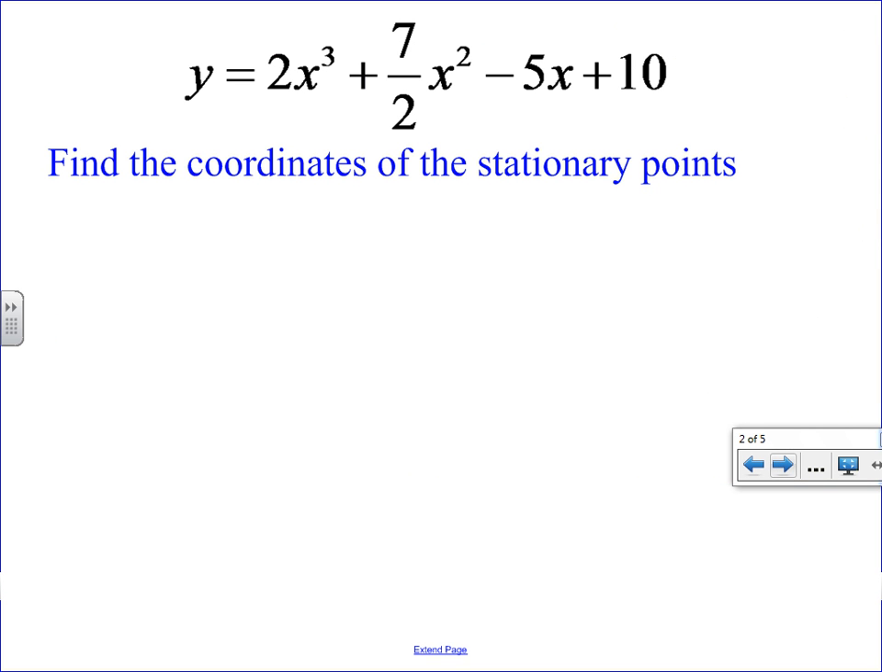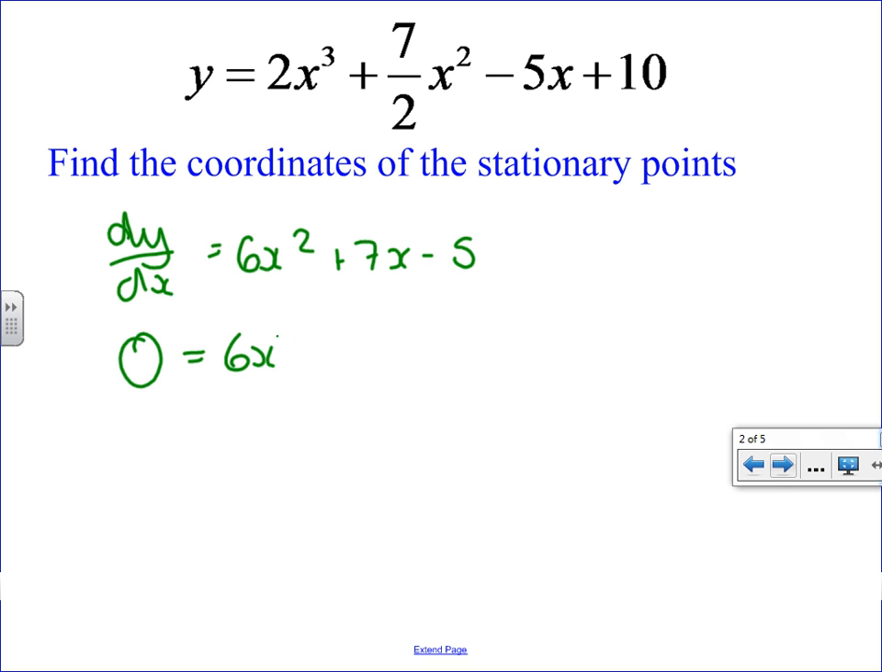Okay, so let's differentiate. dy by dx is 6x squared, bring down the power, and that cancels with the 2 on the bottom, so that's 7x minus 5. Then we wanted to find stationary points, so that's turning points. That's where the gradient is 0. So 6x squared plus 7x minus 5 equals 0.